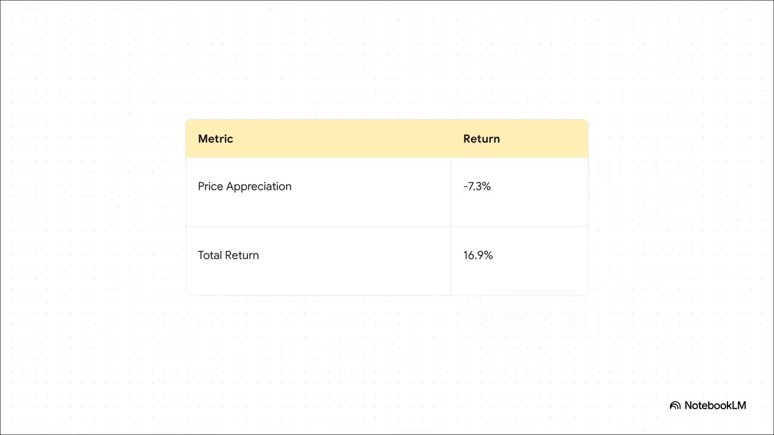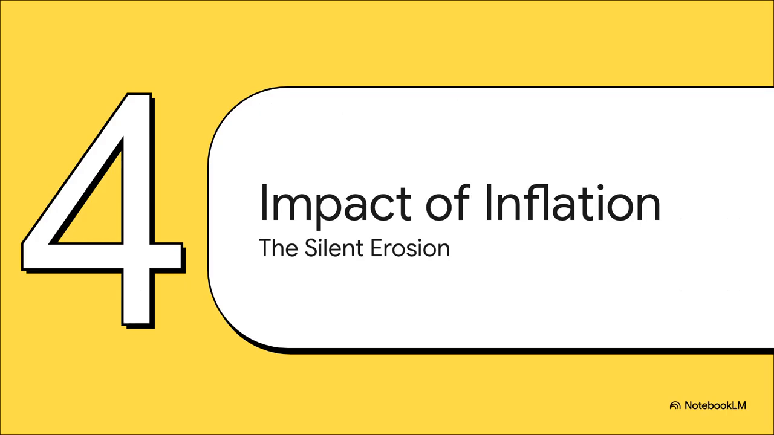The data from this period reveals a crucial insight. Between 2000 and 2012, reinvested dividends accounted for the entirety of the S&P 500's positive returns. An investor focused only on price would have seen a capital loss, but the total return transformed that loss into a significant gain. We now turn to one of the most significant, yet often underestimated, risks to long-term wealth.